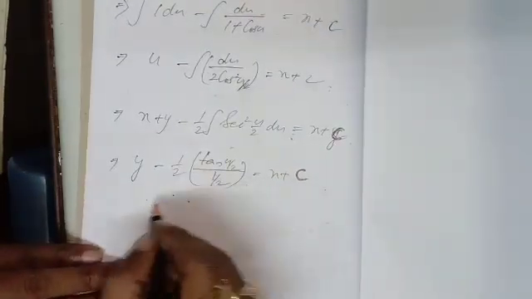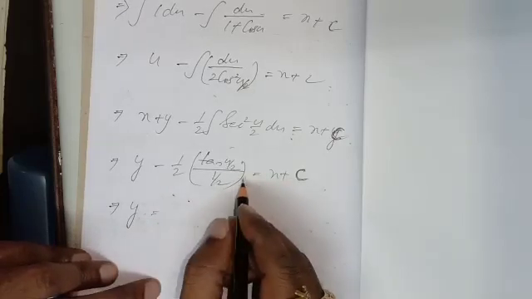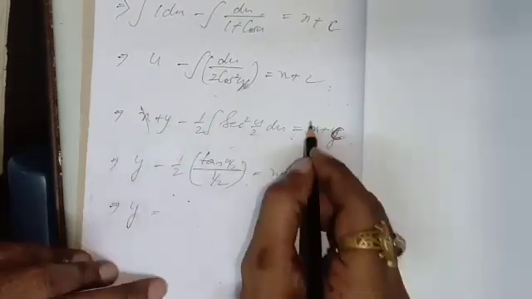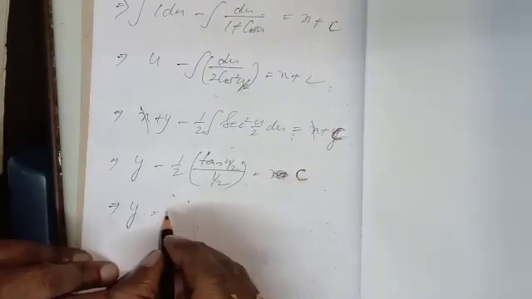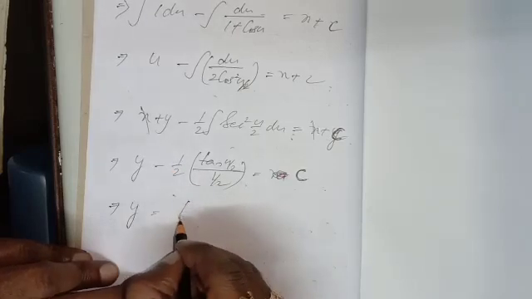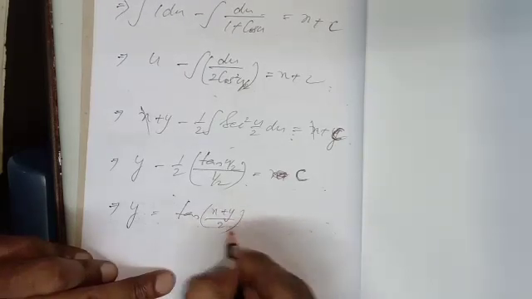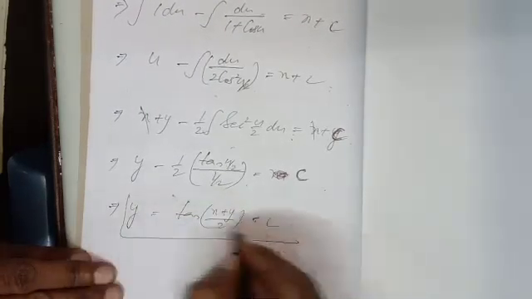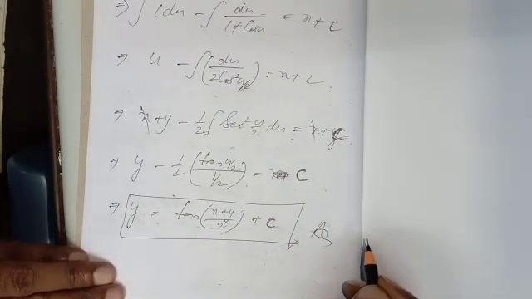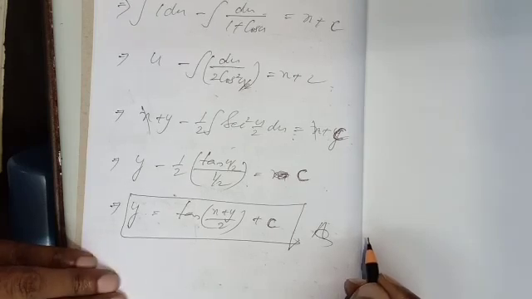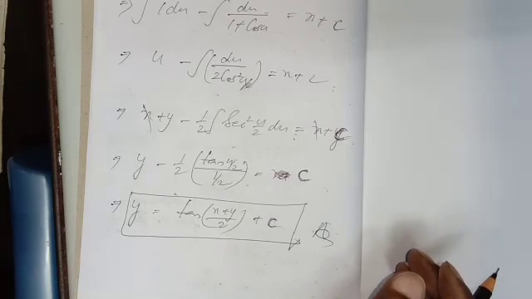Now half cancels, and the x also cancels on both sides, so only c is left. Therefore, tan u means tan (x plus y) by 2 plus c. Y is equal to tan (x plus y) by 2 plus c. And this is the required answer of number 3, second part. In this, 6 questions I have completed from the chapter differential equation exercise 15.5. Okay, thank you for today's class.